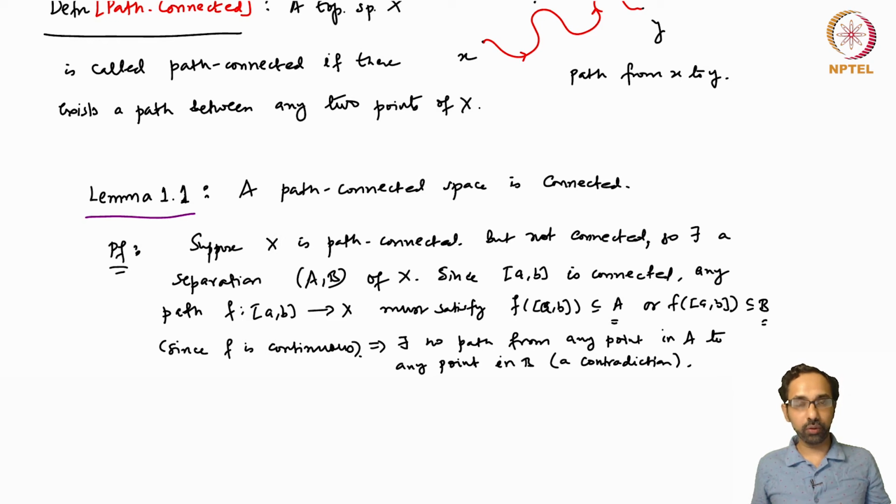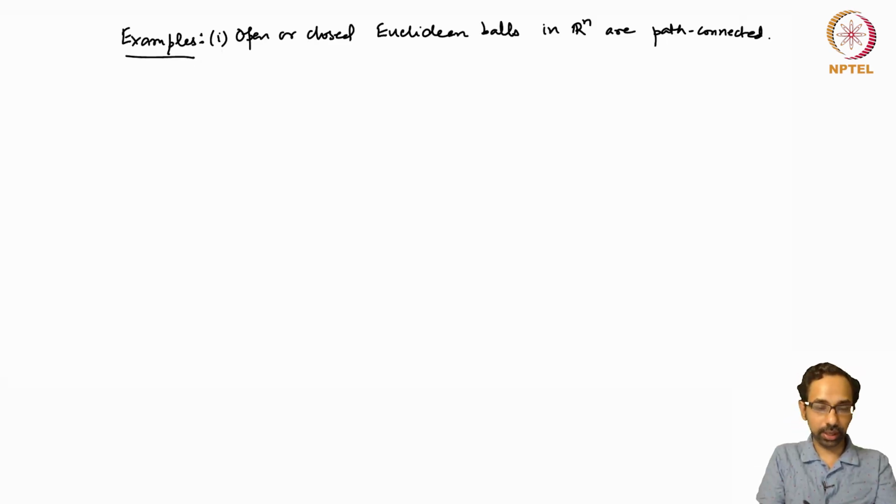Now, before we go to further properties of path connected spaces, let me give a few examples of path connected spaces. So our first example is that of open or closed Euclidean balls in Rn, and these are path connected subspaces of Rn. So how do you prove them? Prove that these are path connected. So suppose you take, when I say open or closed, so they are of two types.